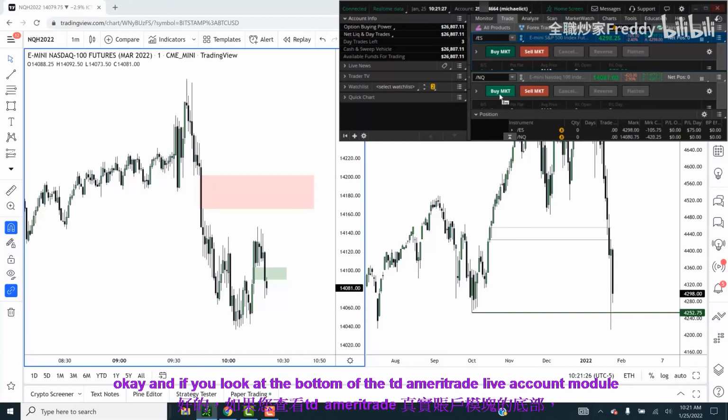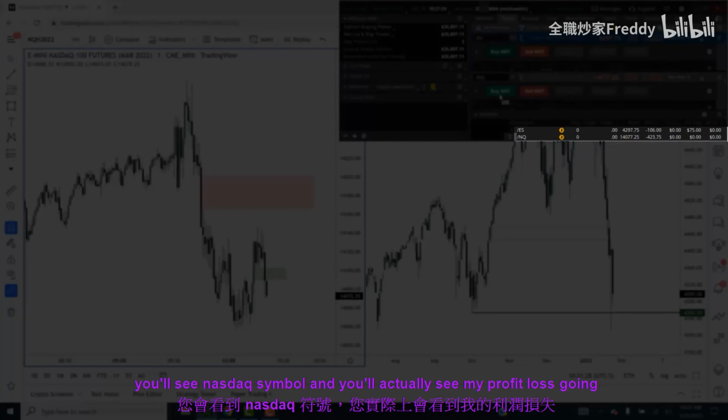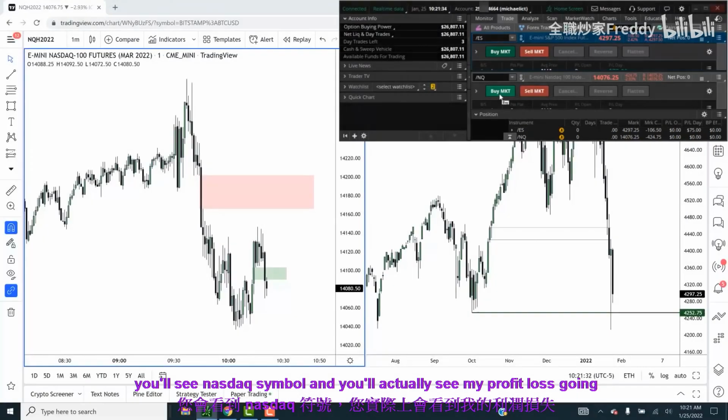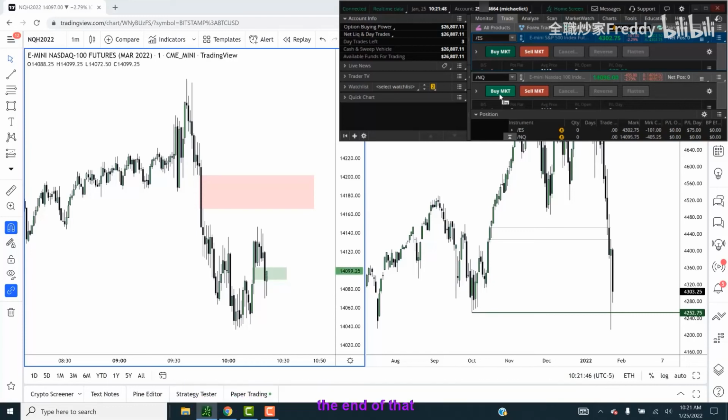Okay, and if you look at the bottom of the TD Ameritrade live account module, you'll see the NASDAQ symbol, and you'll actually see my profit and loss going as the trade is entered. And I took a trade in the E-mini S&P, and it was basically a scratch. I ended up making $75. So I put a trade on and it came back on me, stopped me, and that was the end of that.